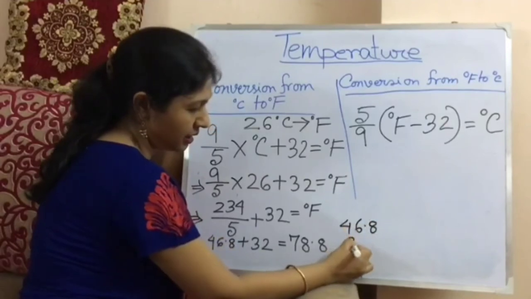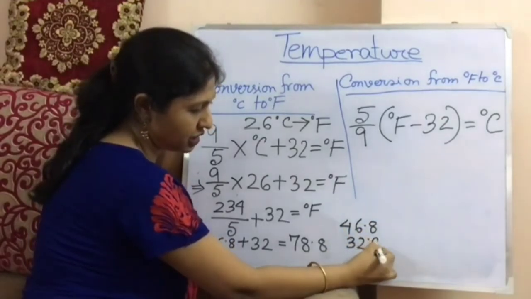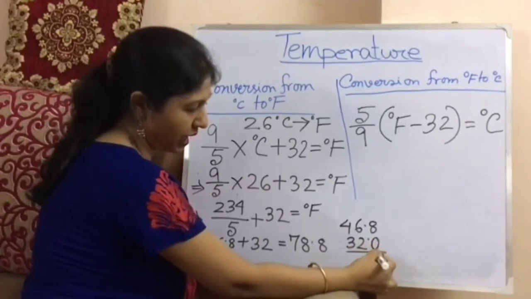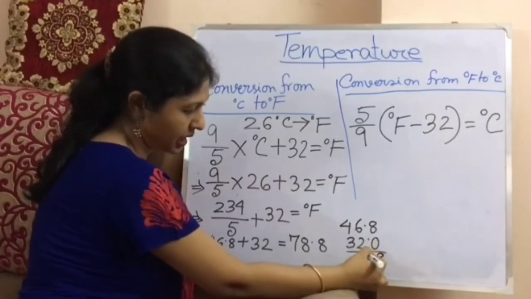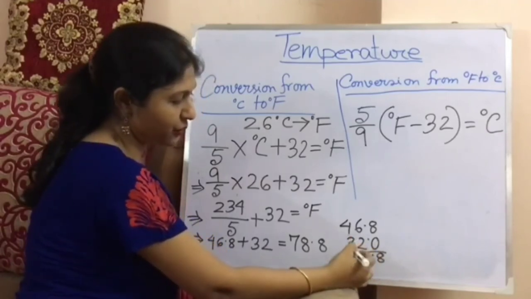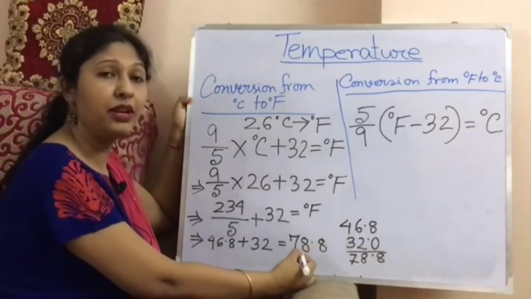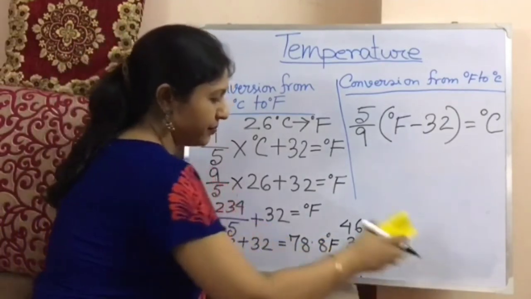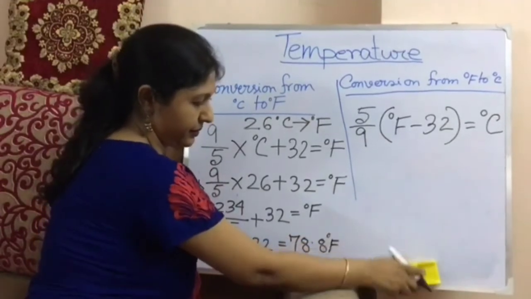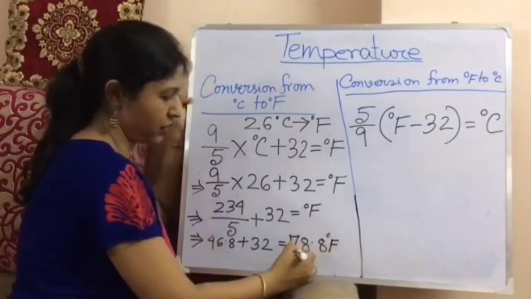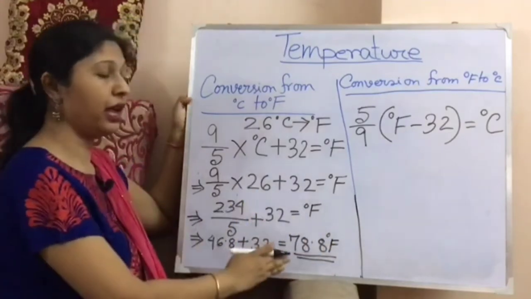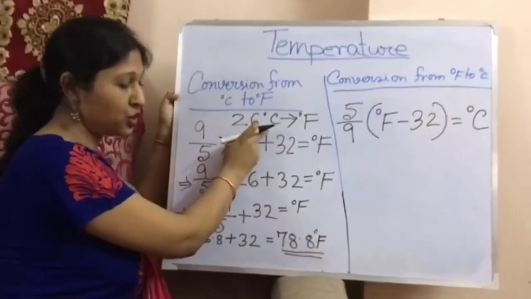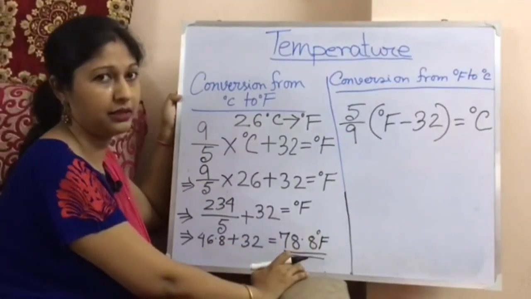Adding 46.8 and 32.0: 8, then the decimal point, then 0.8, then 3 plus 4 means 7. So 78.8 degree Fahrenheit. This is the way we can convert any Celsius to Fahrenheit.